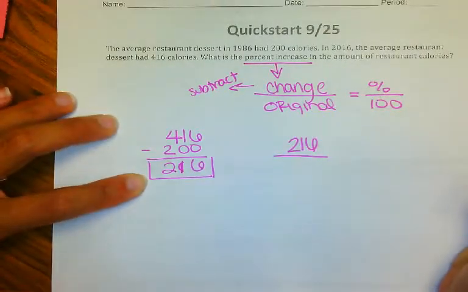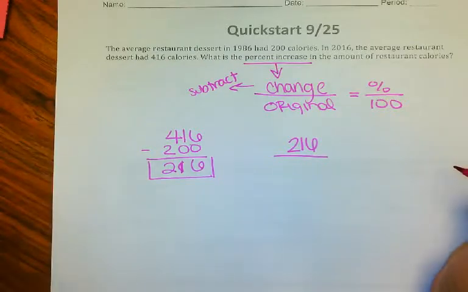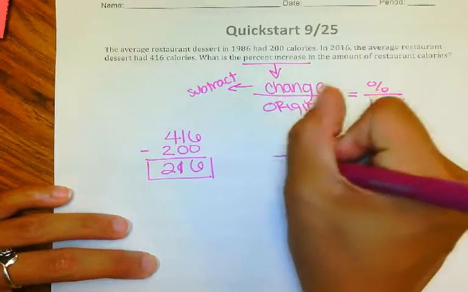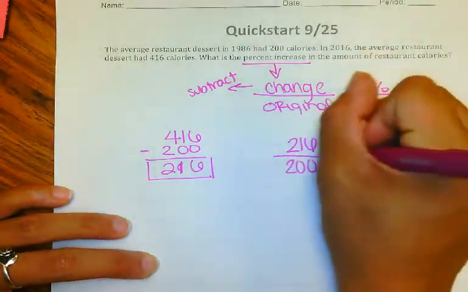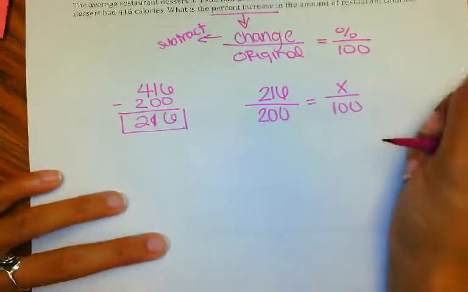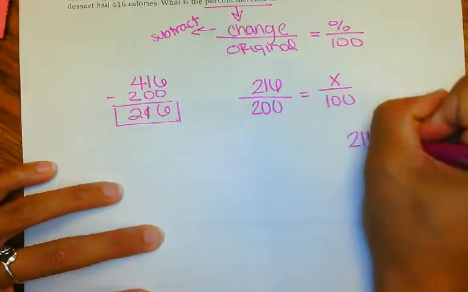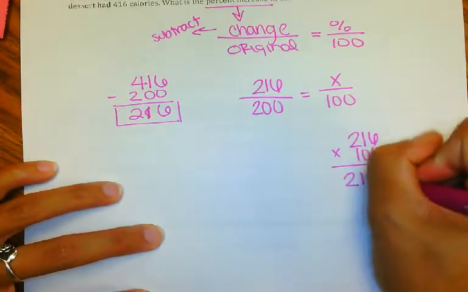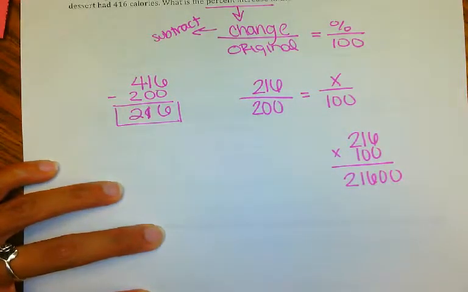What was our original? Remember, original came first. What came first, 1986 or 2016? 1986. So 200 goes on the bottom, equals x over 100. From there, you cross multiply and divide. So 216 times 100. I'm going to let you do the math, but your answer should be 21600. Okay, but you do the math.